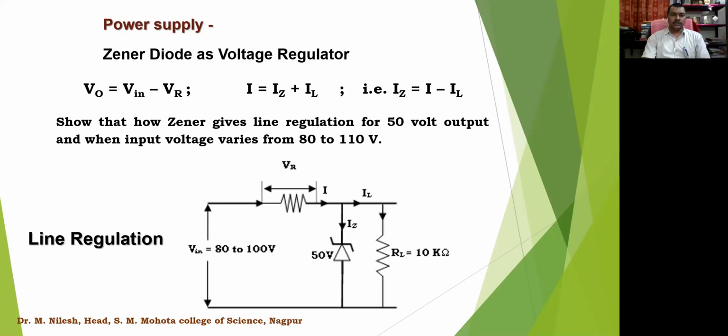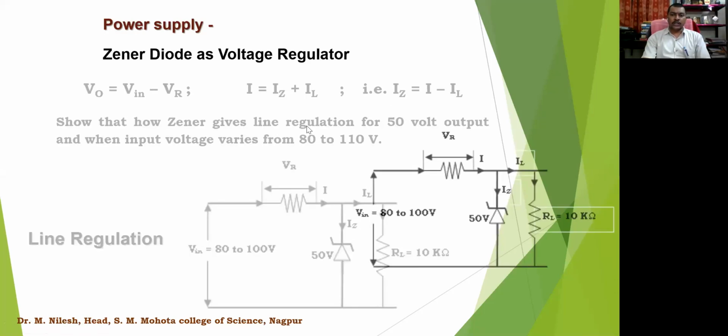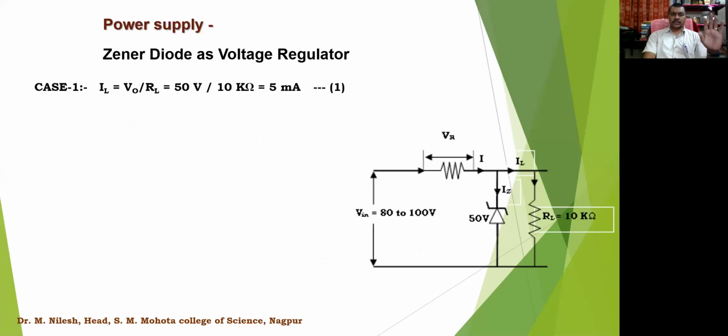Okay, so that is the line regulation. In that, we have now studied the first case. In the first case, we tried to calculate the load current for 50 volts and 10 kilo ohm resistance. The load current comes out to be 5 milliamperes, which implies that this load current should remain constant. So the current flowing through the load will remain constant at 5 milliamperes.